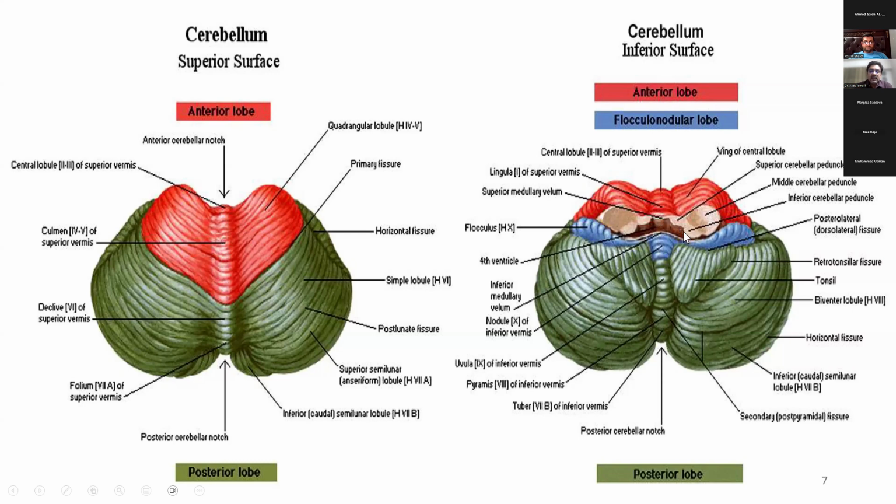Now, this opening is the fourth ventricle. It's a tent-shaped cavity, and just beneath it is the inferior medullary vellum. And when we move downward, we have nodule, inferior vermis, uvula, pyramid, tuber, and the posterior cerebellar notch. So this is about the gross anatomy from the superior and the inferior surface. It will also help us in going forward in our discussion.